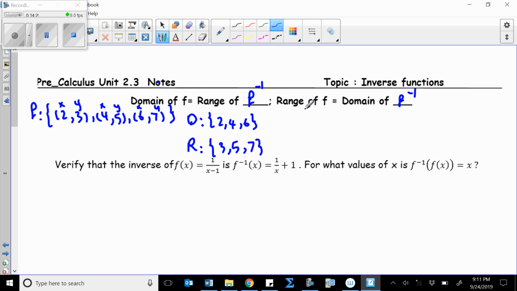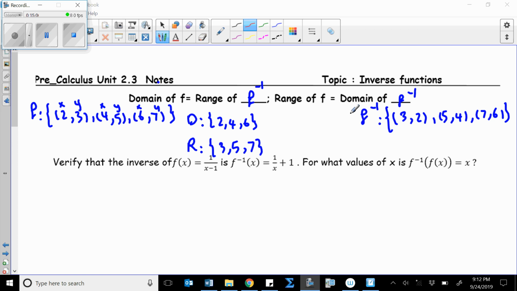Now we want to find domain and range of f negative 1. We know that if I have f negative 1, meaning inverse of this function, the inverse will be a switch of x and y. So the inverse function has 3 and 2, 5 and 4, and 7 and 6. So this is our f negative 1.